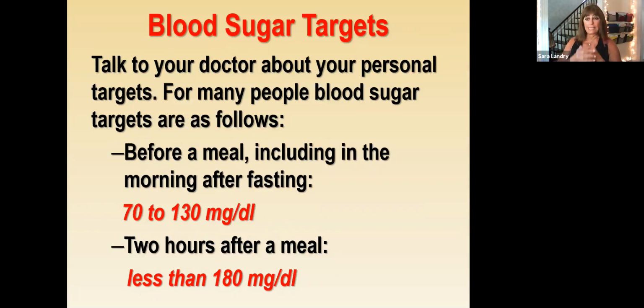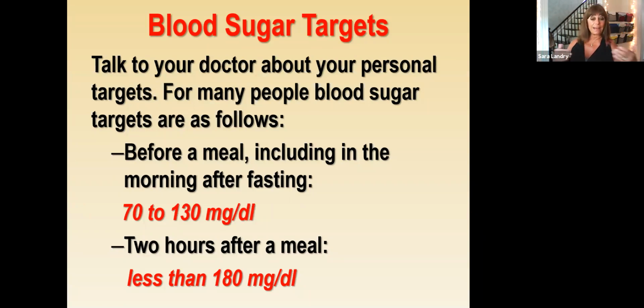First of all, everybody's different. As you know, we're all individuals. So talk to your doctor about what are good blood sugar levels for you. But typically, for most of us, before you have a meal, in other words, when you get up in the morning and you haven't eaten for 12 hours, blood sugar would be somewhere between 70 and 130 milligrams per deciliter. That's normal and healthy.